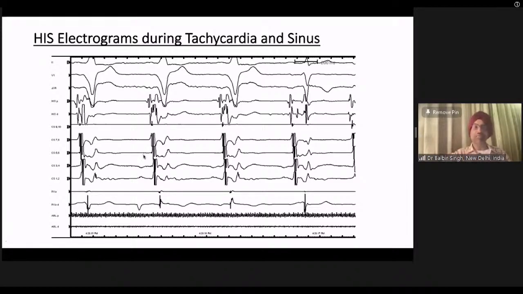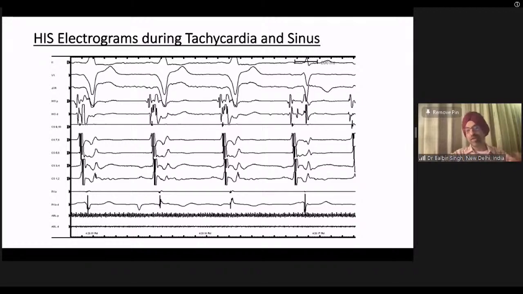Now, if you look at the first three complexes, let's concentrate on the second and third complex, and look at the A and V, which is very well balanced. And look at this A and V, you see a big accessory pathway potential within this complex. So this bipolar shows you A and V are fused. There is an accessory pathway potential. So this pathway lies right close to the His bundle.